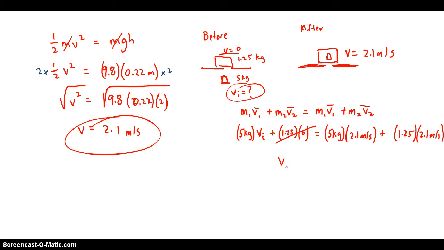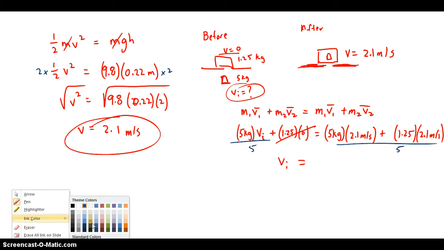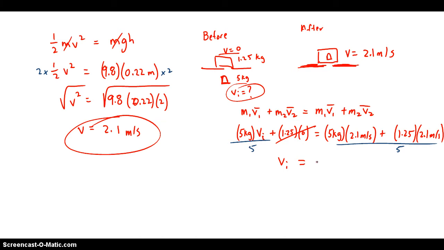So now, to get VI by itself, we want to divide both sides by 5. And what do we find? We find that the velocity is 2.6 meters per second. So that's our final answer.